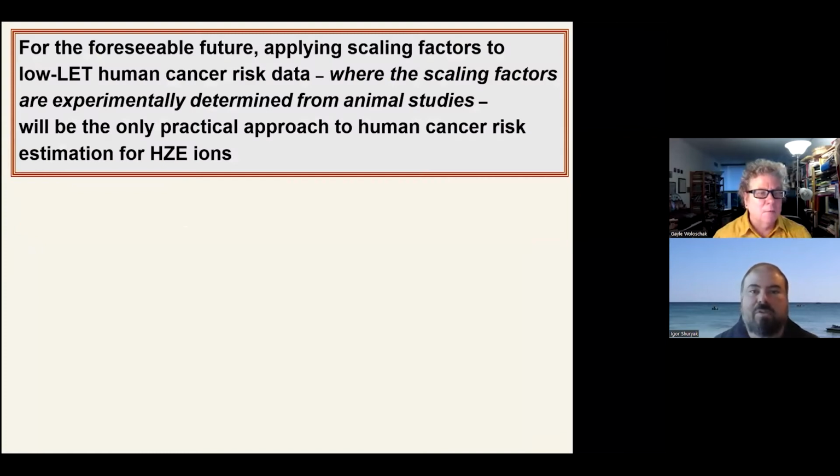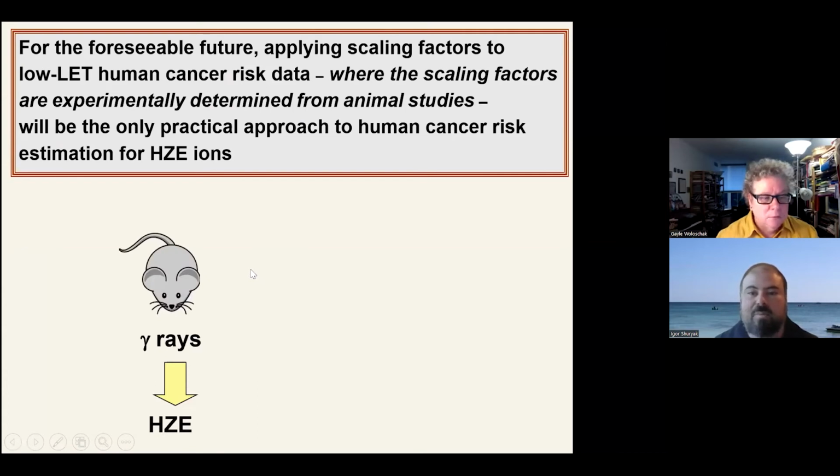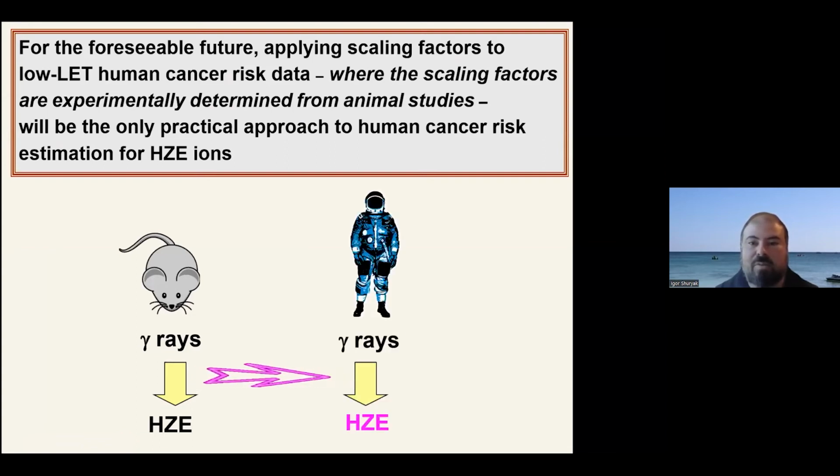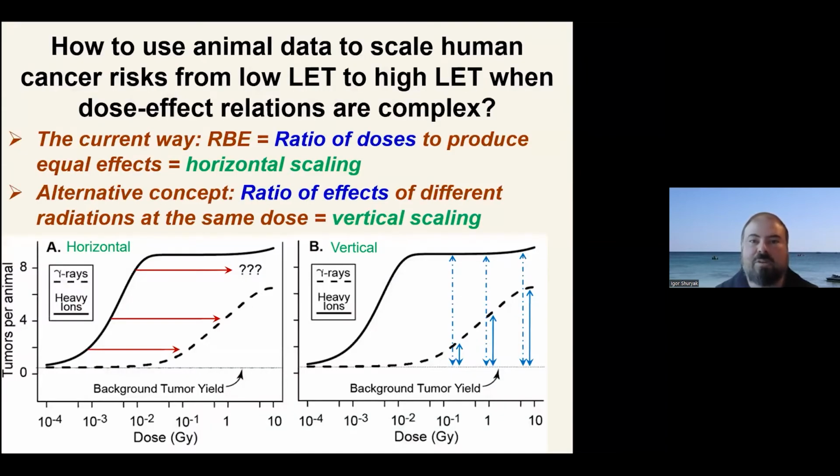So for the foreseeable future, we expect that scaling human cancer risks from low LET radiation to high LET radiation will be based on scaling factors that are determined by animal studies. This might work like this: mice or other animals are exposed to gamma rays and to heavy ions or other radiations of interest, and scaling factors are determined from this work. And then these factors will be applied to scale risks from gamma rays to high LET ions in humans. But of course, how actually to do this conversion and scaling is not a trivial task.